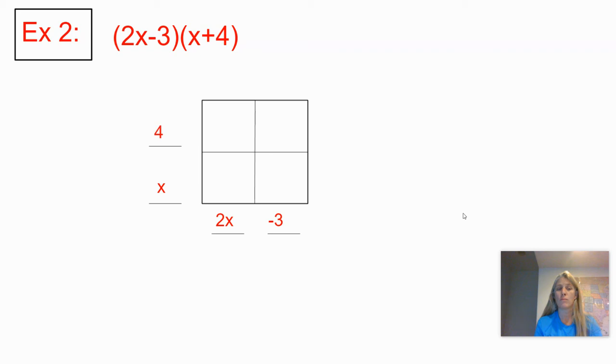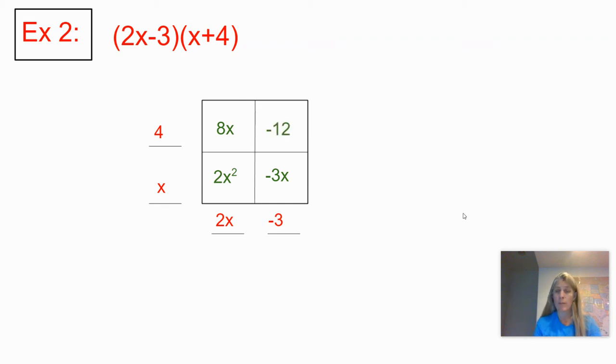Now it's time to multiply. X times 2x is 2x squared. X times negative 3 is negative 3x. 2x times 4 is 8x. And 4 times negative 3 is negative 12.